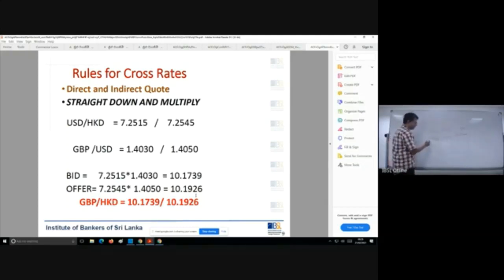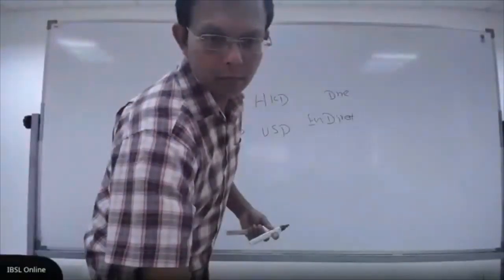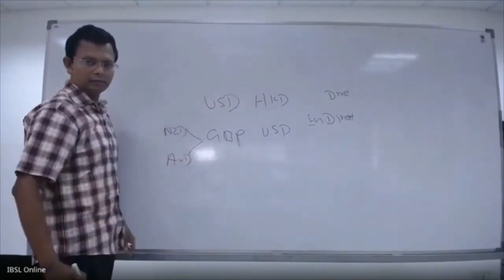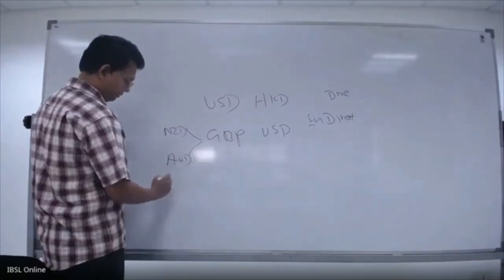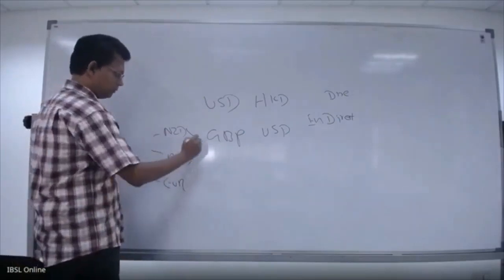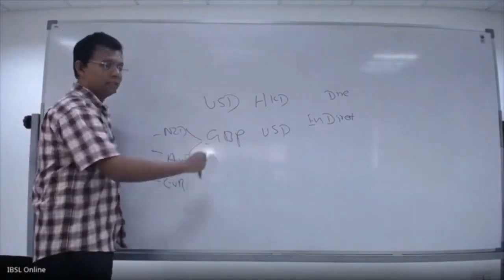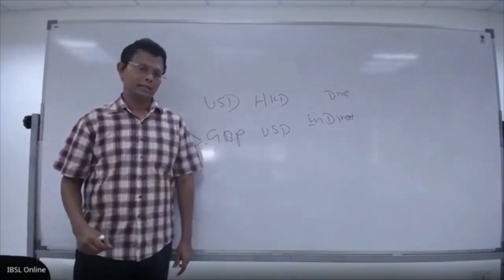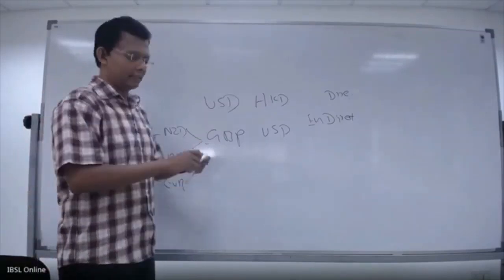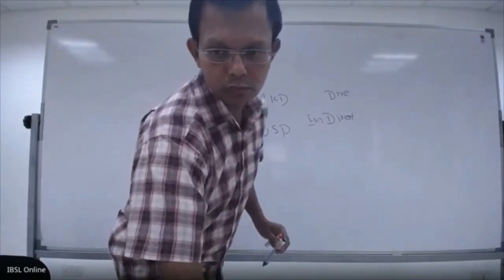So what are the other indirect quotes we have learned? New Zealand dollars, then AUD, then you have GBP and Euro. Those are the 4 indirect quotes, where USD is on your right hand side. So when you have been given the direct and indirect, what do you do?